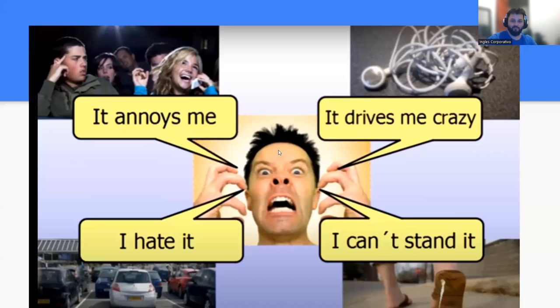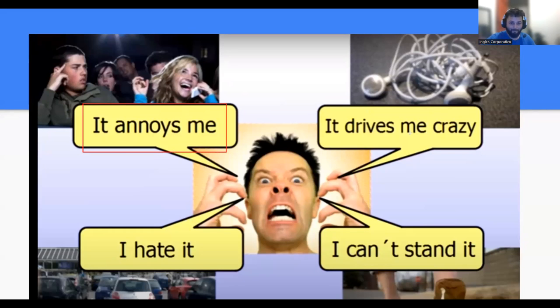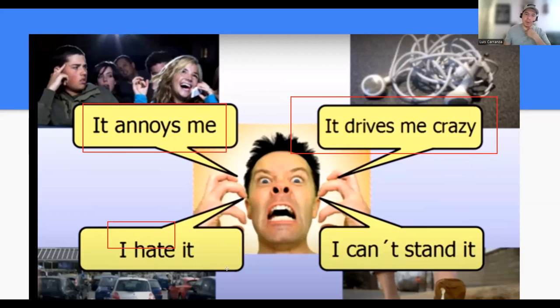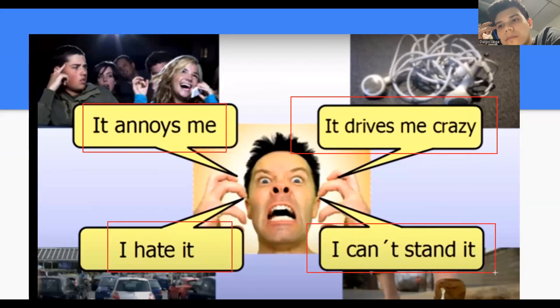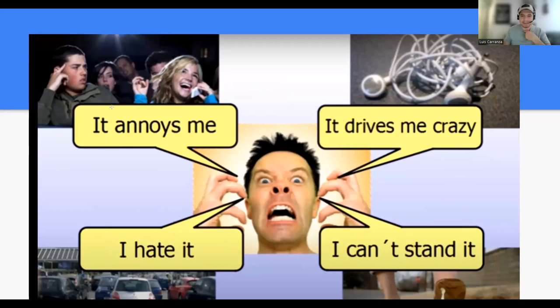And that's the point. So you can say these four phrases, guys. See? You can say, it annoys me. Repeat, guys. It annoys me. It drives me crazy. I hate it. And I can't stand it.